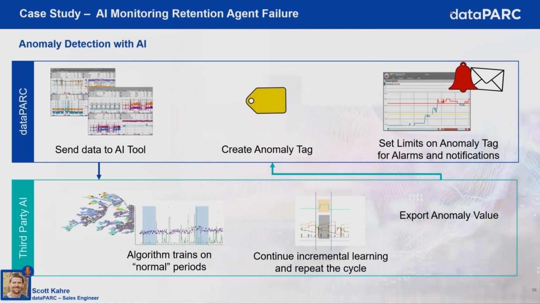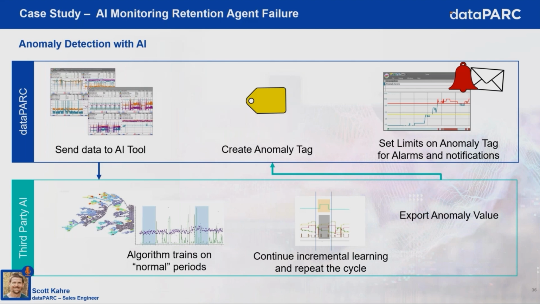In this case, we just need to define the normal periods of operation, and this cloud AI model will train itself on those periods. And then as we continue to utilize the model, we can keep identifying more normal periods, and the model will continue to refine itself and sort of self-learn based on that. But again, we have to tell it what is normal operation.